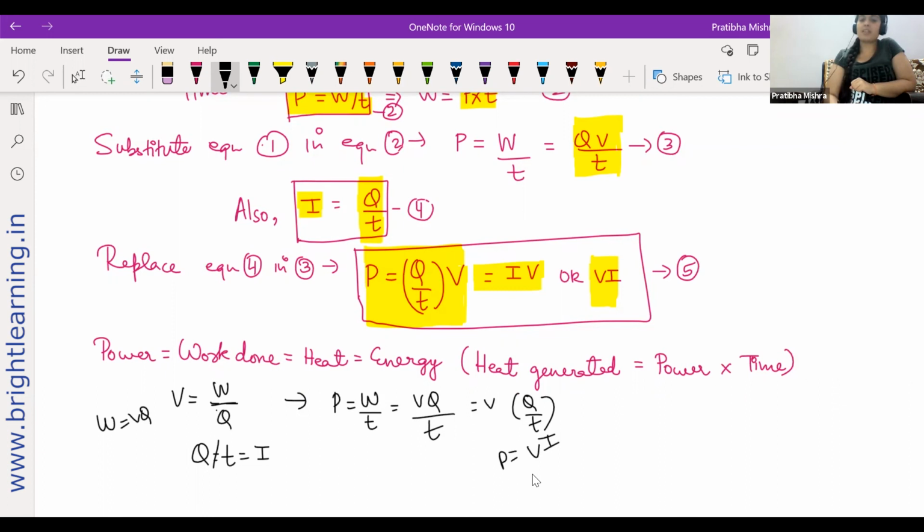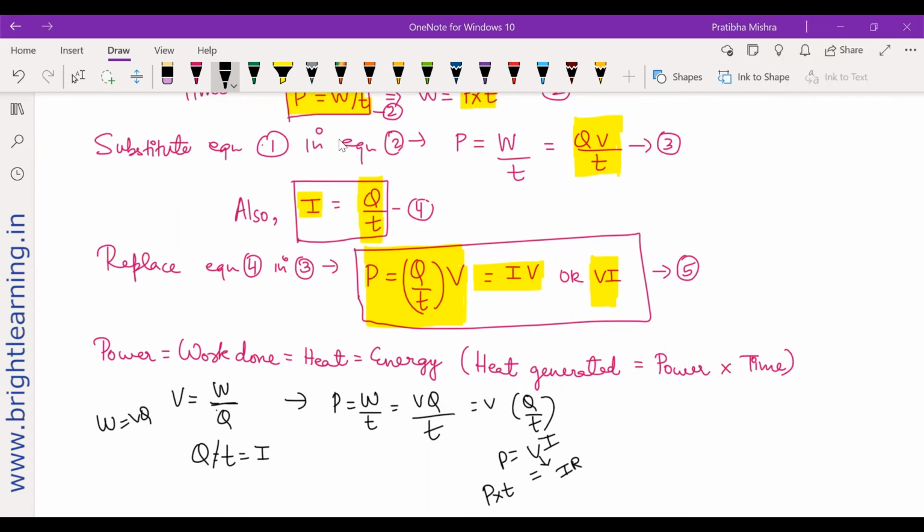Apply Ohm's law. So you said power is V into I, and power is also heat generated. P into T is heat generated, right? So how would you do this? If you apply Ohm's law to V, the voltage, it will be IR. You're replacing a few things. Voltage is nothing but IR. So it will become I square R. That is what it is going to become.